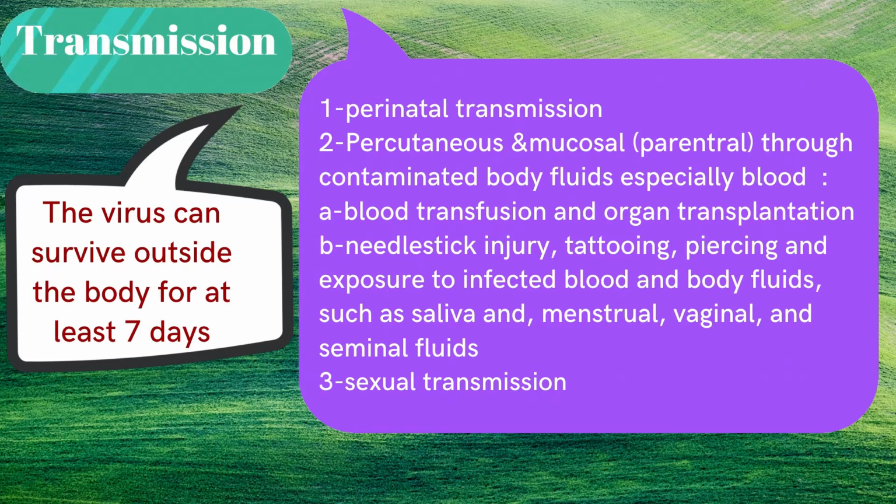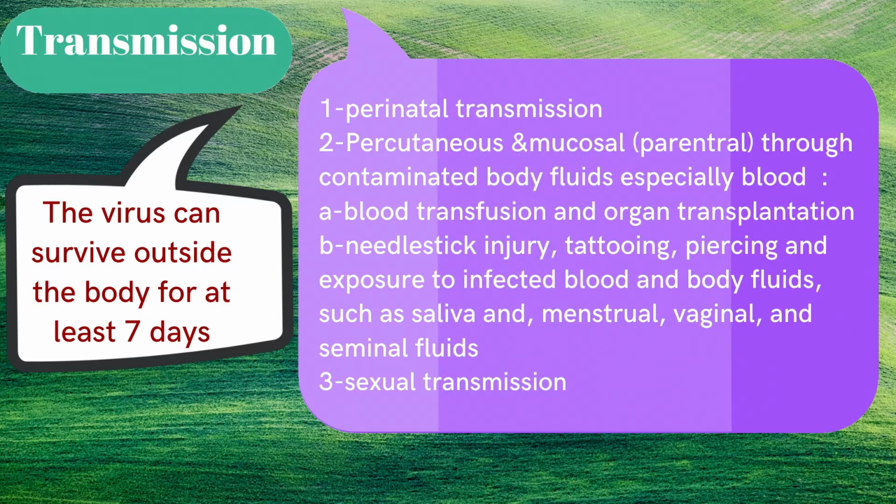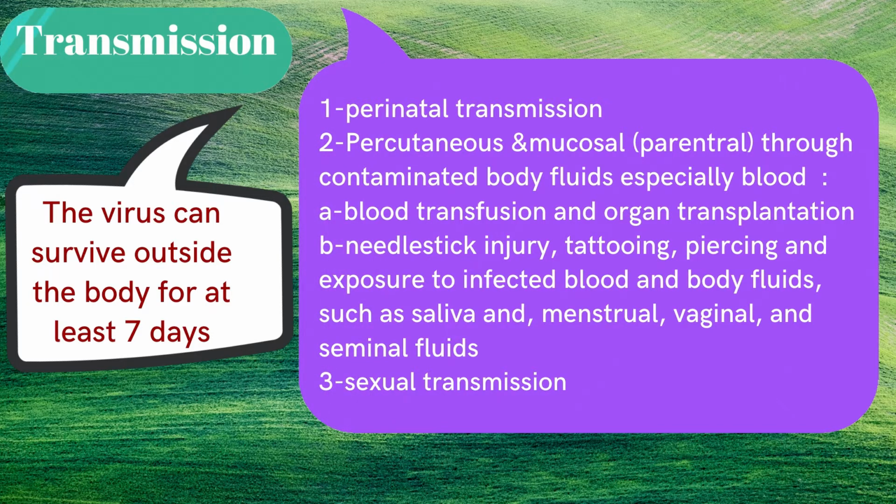The third way that it can be transmitted is sexually. Sexual transmission is possible because, as we said, the fluids, semen and vaginal discharge, contain virus. The virus can survive outside the body for at least 7 days. So if there is any contaminated syringe or sharp or container with blood outside, and you have a problem in your skin, an abrasion or ulcer, or a wound, it can be contaminated for at least 7 days. So the transmission of hepatitis B is mainly through blood and body fluid.